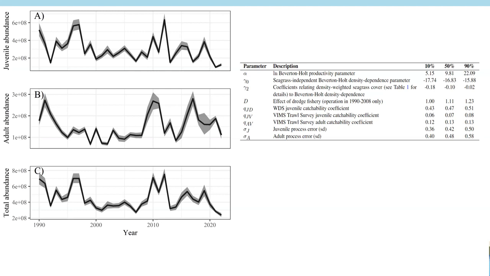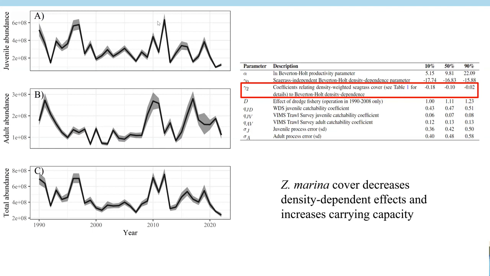The other thing that I wanted to discuss were essentially the covariates that were included in the model, as well as the posterior distributions with the 80% credible interval for each of these different terms. And the one that I really want to focus on is that seagrass term. And we do indeed see a negative effect, meaning that essentially, Zostera marina decreases the density-dependent strength of adults on this system, and it increases carrying capacity, meaning that the more seagrass we have, the larger the population that the bay can sustain.